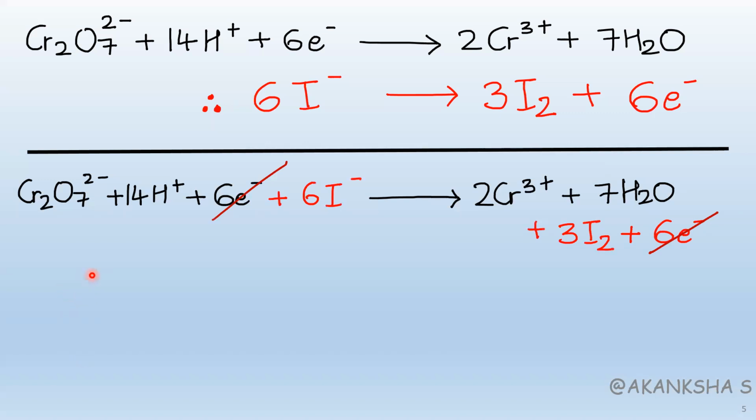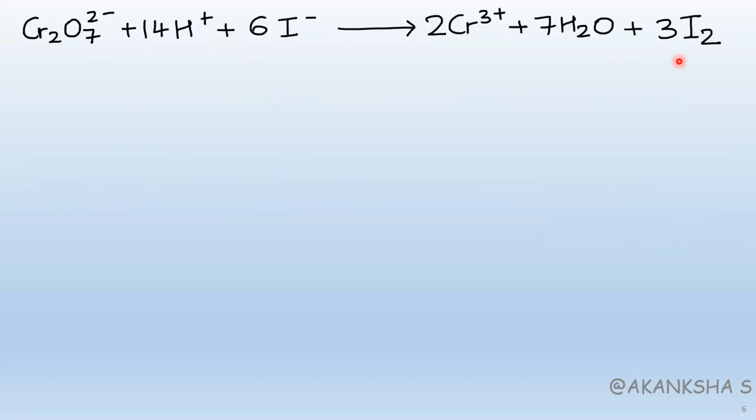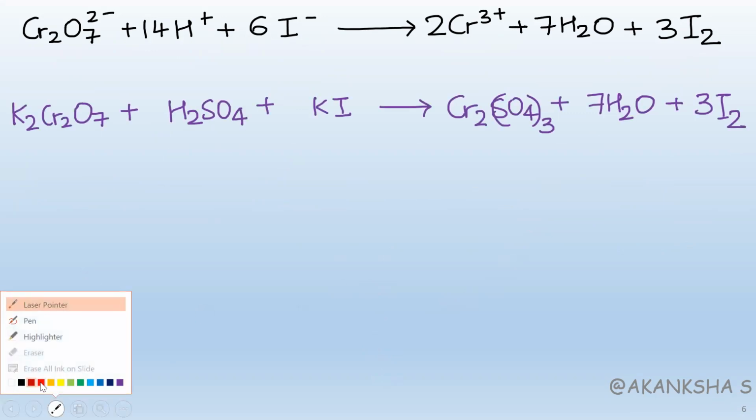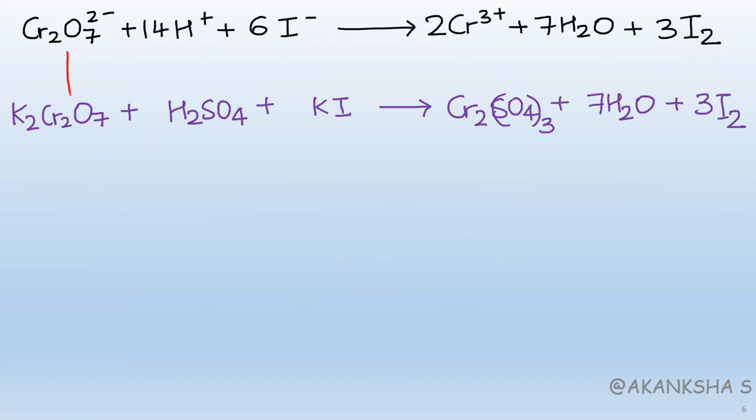But some invigilators, some moderators do prefer the compound forms of these reactants and products. So let's try to even look at the compound forms. We have this particular equation from the previous slide, and we are going to look at the compound forms of these equations. Dichromate ion is nothing but potassium dichromate. Proton is nothing but sulfuric medium. Iodide is potassium iodide. Cr3+ is dichromium sulfate. Water remains as water. Iodine is iodine.